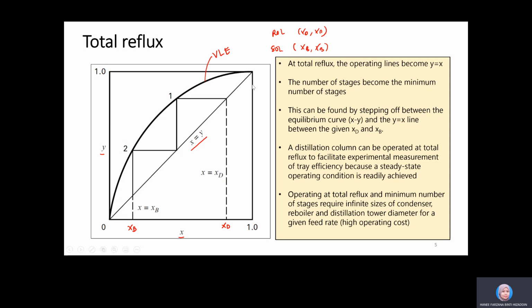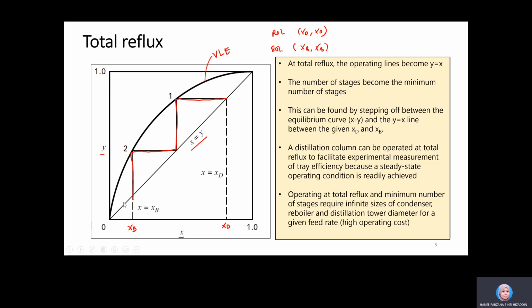Okay, so from here you can calculate the number of stages. If you step off the stages starting from x_D and stop when you reach x_B, this will give you the minimum number of stages, happening when R equals infinity, at infinite reflux ratio.